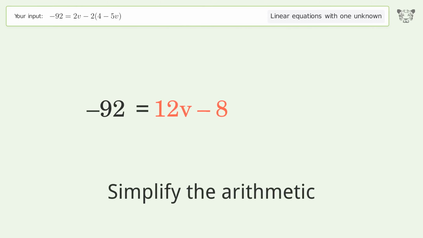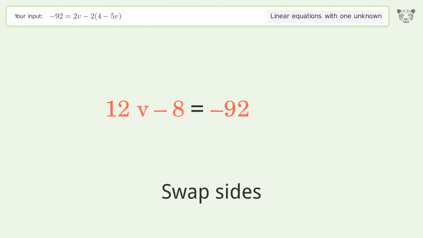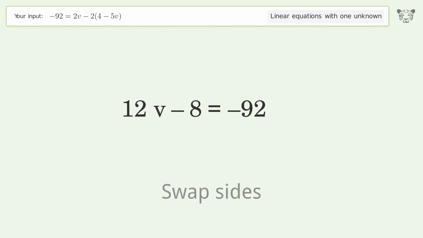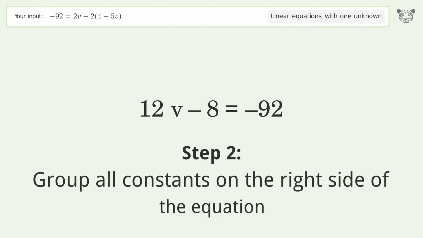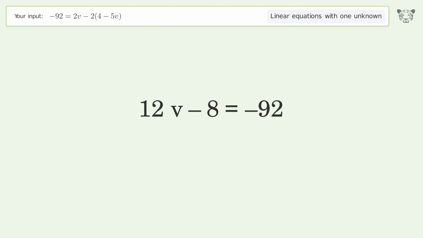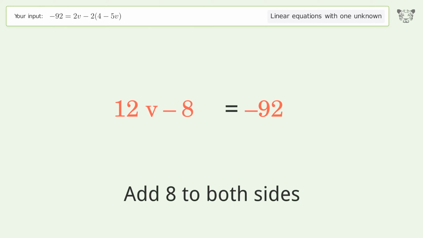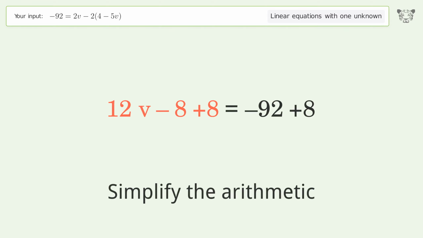Swap sides. Group all constants on the right side of the equation. Add 8 to both sides. Simplify the arithmetic.